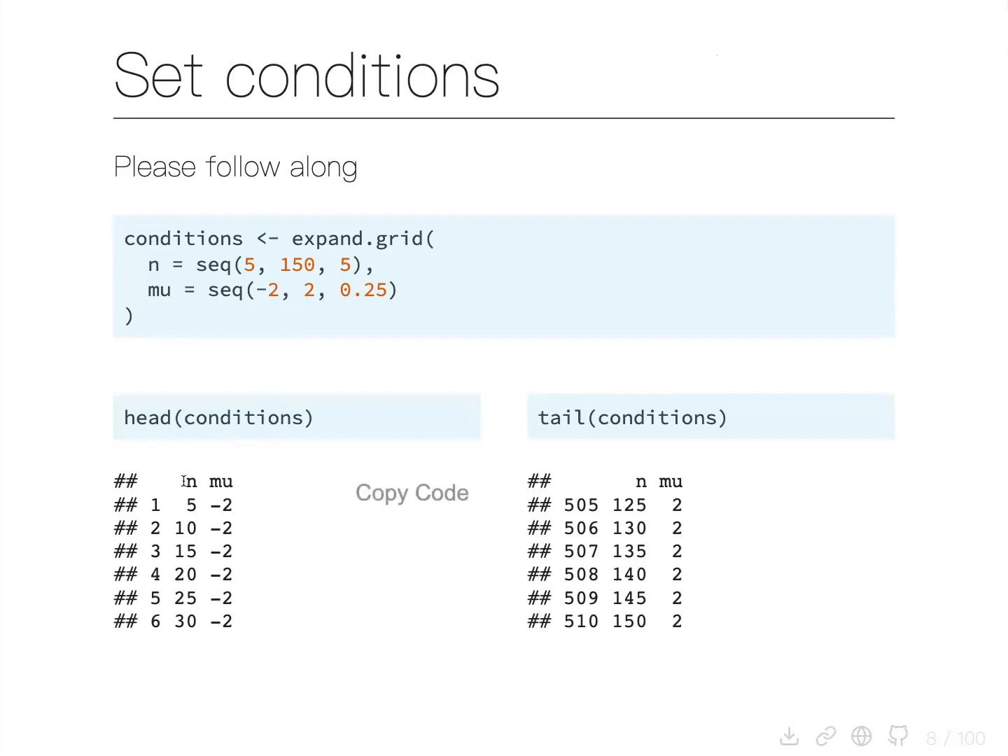Okay, and so you can see here's the n, 5, 10, all the way to 30 for -2. And then when we go all the way to the bottom, we got 125, 130, all the way up to 150, where it's 2. Okay, so we have 510 rows, which gives us all of the possible conditions where the n is ranging from 5 to 150 in increments of 5, and the mean is varying from -2 to 2 in increments of 0.25.